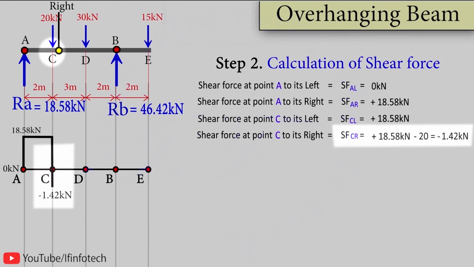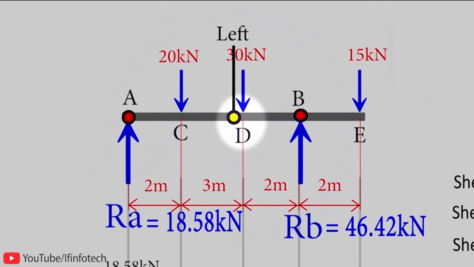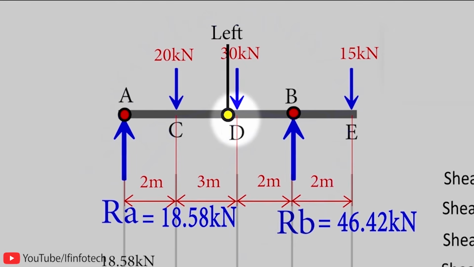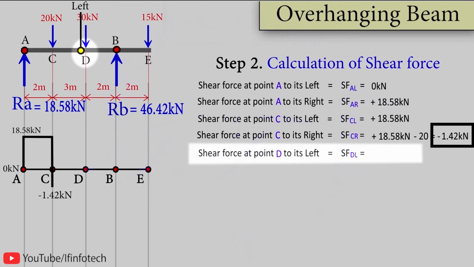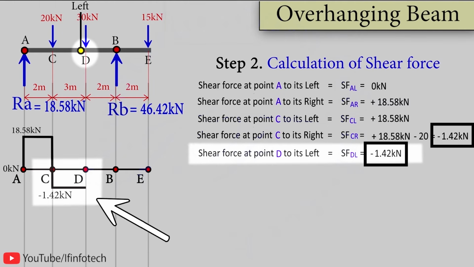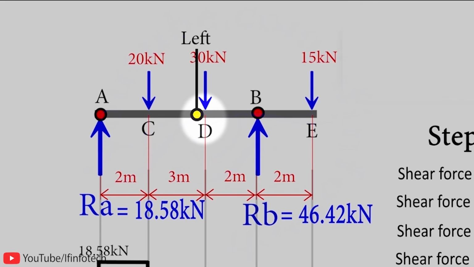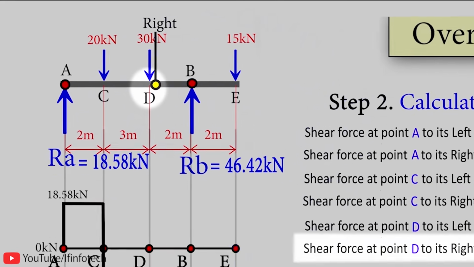Therefore I make vertical line of minus 1.42 kN to the point which is below the reference line because shear force is negative. Now I am taking section to the left of point D, that is SF at D to the left. Then there is no load on beam between point C to point D to its left side. Therefore shear force remains constant. That is shear force at point D to the left is equal to minus 1.42 kN. Now there is no variation in shear force value, so make horizontal line with shear force value as minus 1.42 kN.